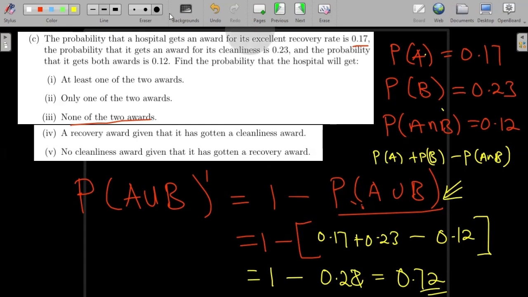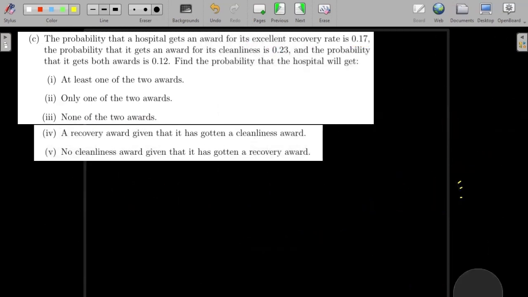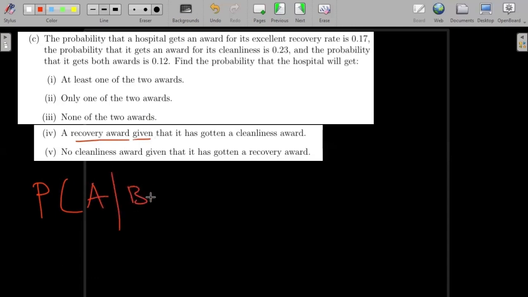All right, let's look at part 4. They're saying find the probability that the hospital will get a recovery award given that it has gotten a cleanliness award. So this is conditional probability. We're finding the probability that the hospital will get the recovery award, the recovery award is A, given that it has gotten a cleanliness award.